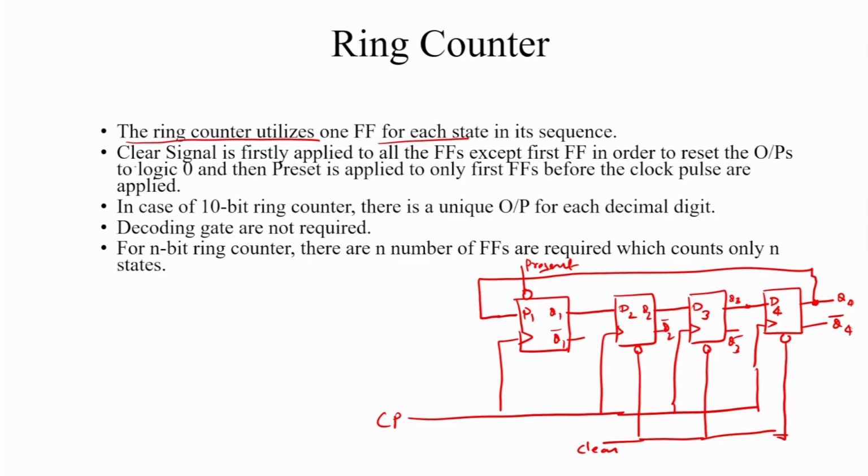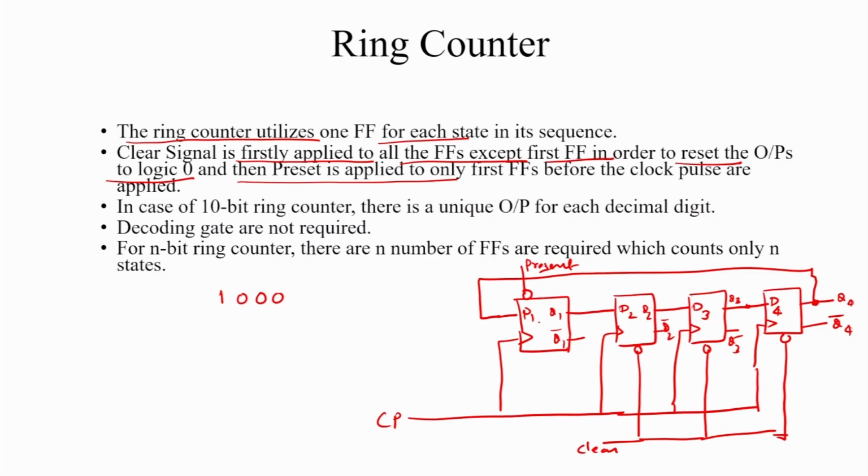We will discuss here. The clear signal is firstly applied to all the flip flops except the first flip flop in order to reset the output to logic 0. Means we apply a clear input to reset the value of those flip flops, and then preset is applied to only the first flip flop before the clock pulses are applied. So when preset is applied, the output of the first becomes 1. So this is 1 0 0 0.